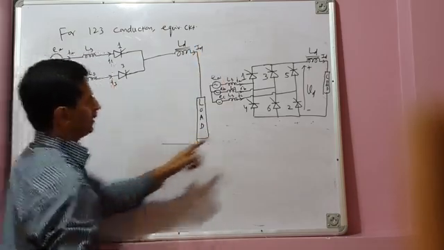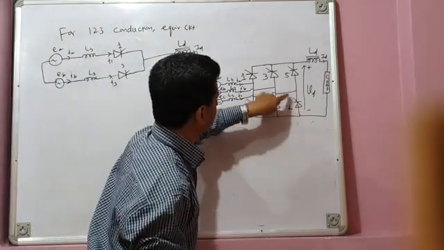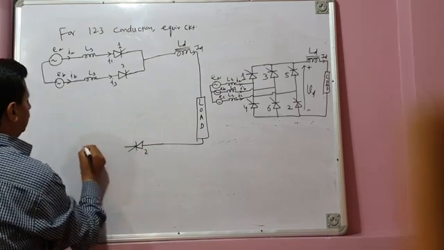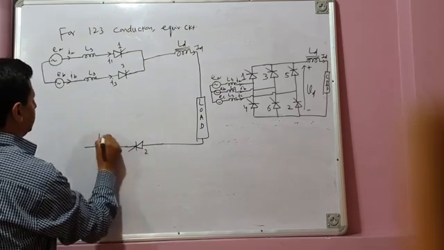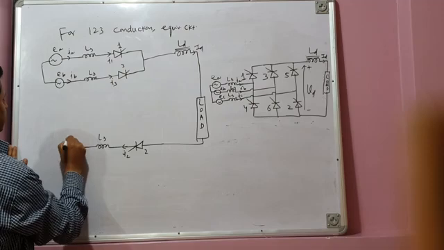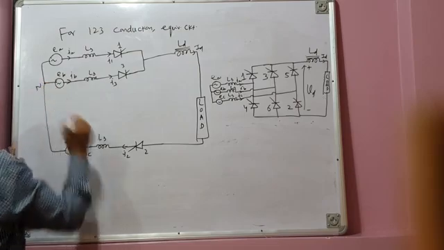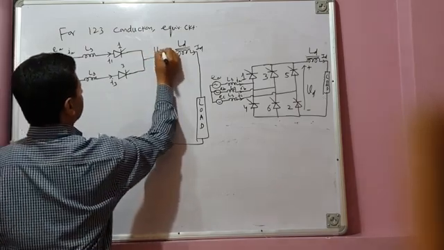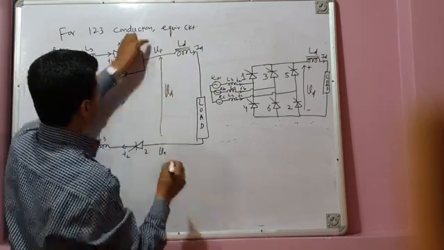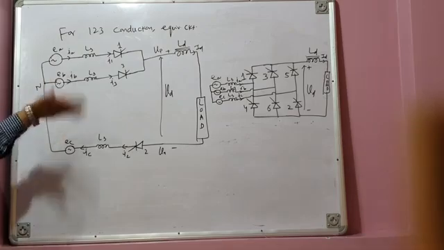And the return path is now, which valve in the bottom group is conducting? 2. 2 is conducting, and the return path is through 2. So this is 2. This is LS. This is I2. This is EC and this is IC. And this is the neutral. So this is the positive bus voltage VP and this is the negative bus voltage VN, and the total load voltage VD is equal to VP minus VN. So this is your positive bus, this is your negative bus. Now this is the equivalent circuit.